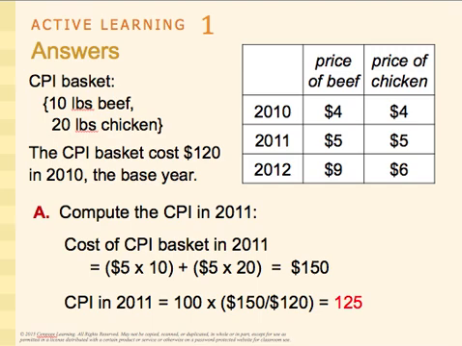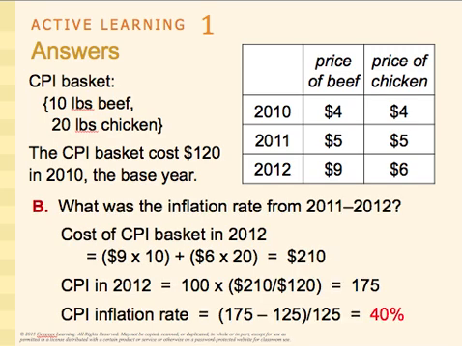Again, here's our basket: 10 pounds of beef, 20 pounds of chicken. Here are our prices. In 2010, the basket costs $120 in the base year. We're going to compute CPI for 2011. The cost of the CPI basket in 2011 is the price, $5, times the pounds of beef we want, 10, plus the price of chicken, $5, times the pounds of chicken we want, 20. It's $150. Now the CPI in 2011, therefore, is the current year divided by the base year times 100. The CPI score is then 125.